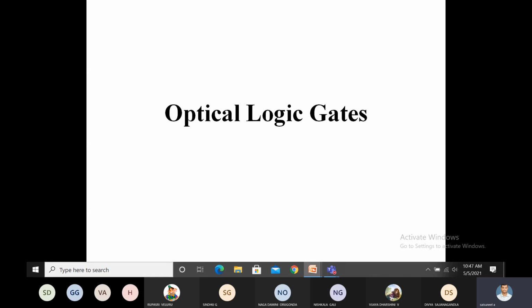Before going to optical logic gates, what is meant by logic gates, and what is the use? These logic gates are used for digital communications: adding, subtracting, multiplication, whatever different operations we have to do, and how to store the data, how to multiplex, how to demultiplex, how to encode, how to decode. All the different types of functions we do in digital communication use the basics of logic gates.